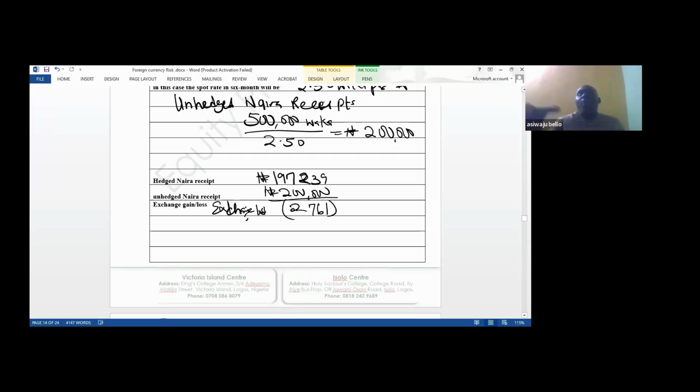Examiner says you are required to calculate the exchange gain or loss as a result of hedging your exposure, if in 6 months' time naira gained 4% or naira lost 2% or naira remains stable. We are done with that requirement.